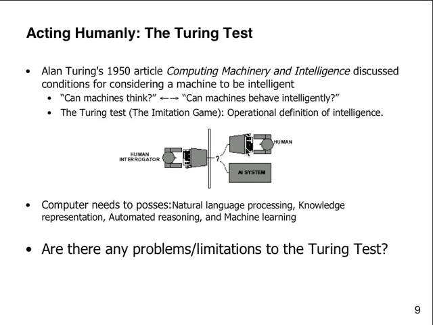So computers need to possess natural language processing in order for this to work. They have to possess natural language processing, knowledge representation, automated reasoning, and then machine learning. So those are the concepts that we're covering this weekend, actually, in terms of the definitions of them and how they fit into the AI realm. So are there any problems or limitations to the Turing test? Tons of them, actually, because not everything does natural language processing.